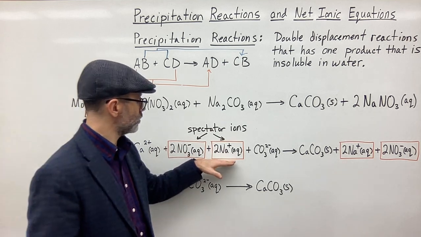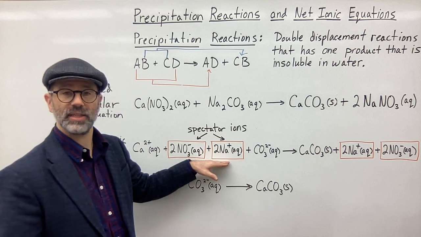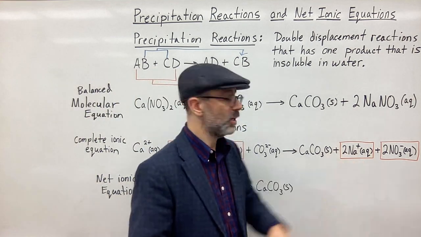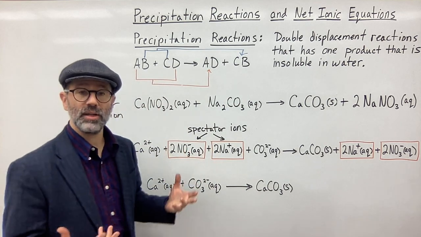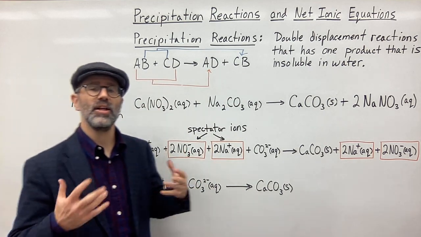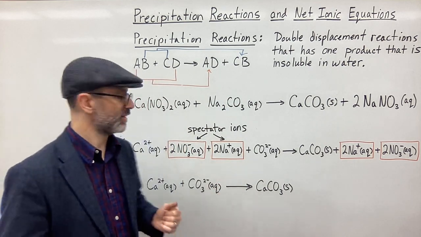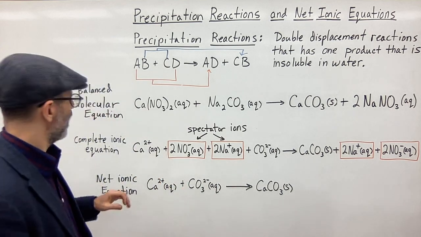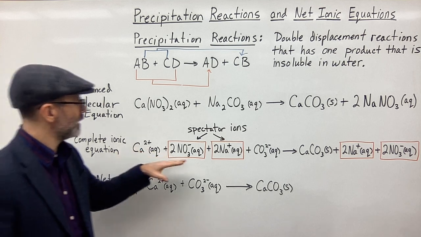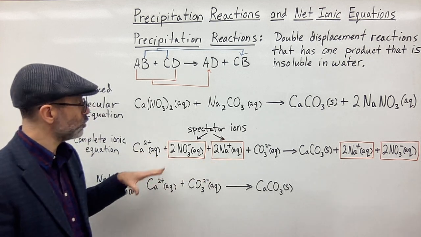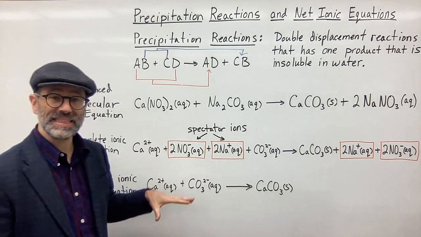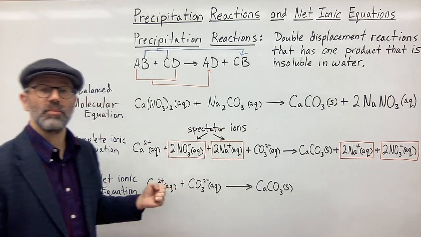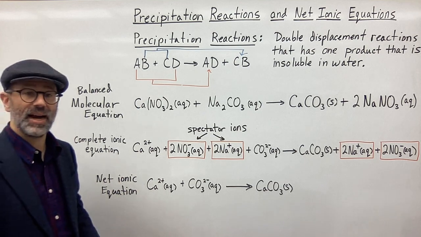Same thing with the sodium ions. I have two Na+ aqueous here, and I have two Na+ aqueous here. So again, still floating around in water doing nothing. So because these ions really are not doing anything, they're called spectator ions. And so we remove them from the equation when we do our net ionic equation.